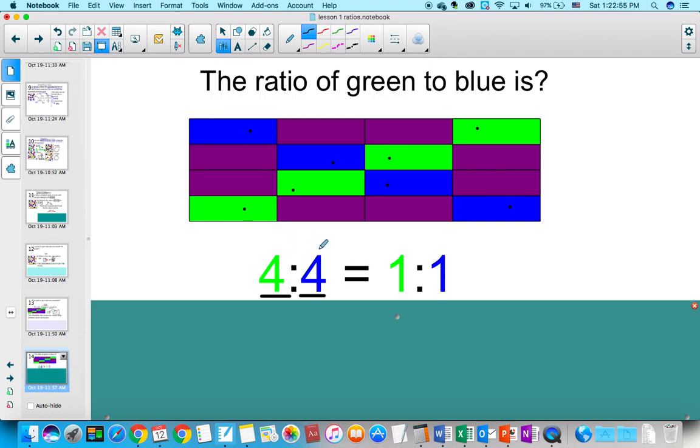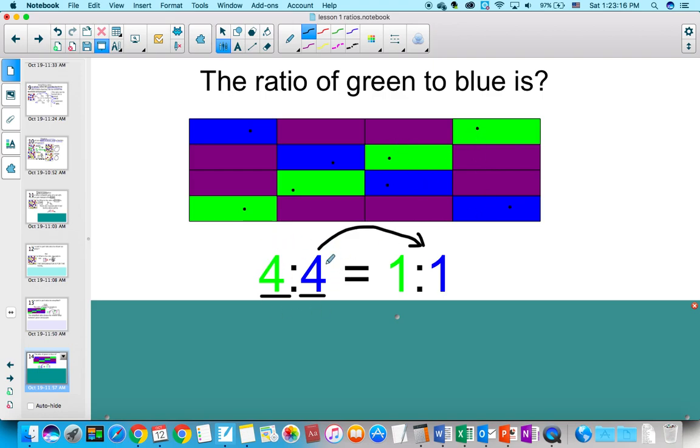We can simplify this as 1 to 1 because we can divide 4 by 4 and 4 by 4 again. So 4 divided by 4 is 1, and 4 divided by 4 is 1. So we have a 1 to 1 ratio. And what that's telling us is for every green, we have 1 blue. 1 green, 1 blue. 1 green, 1 blue.